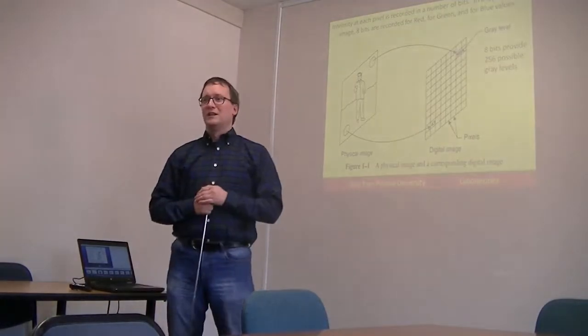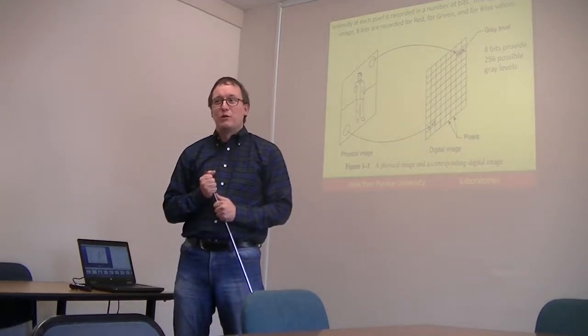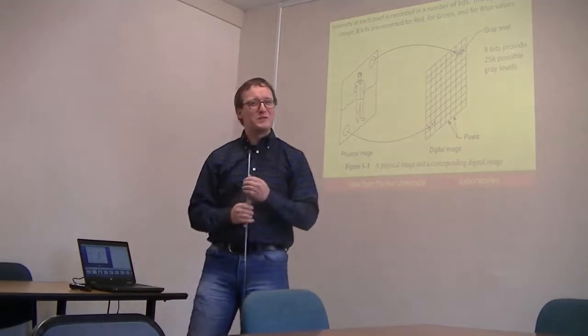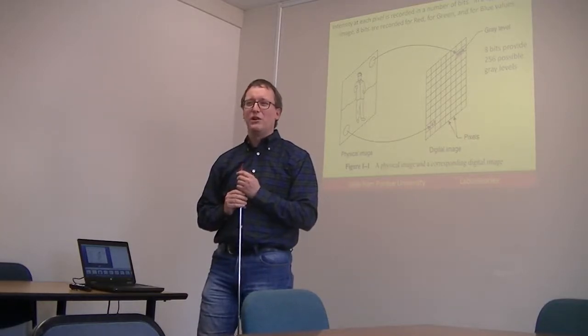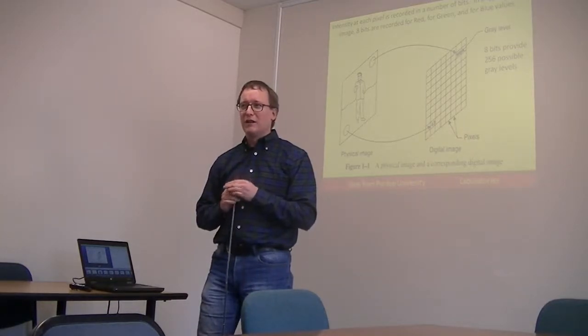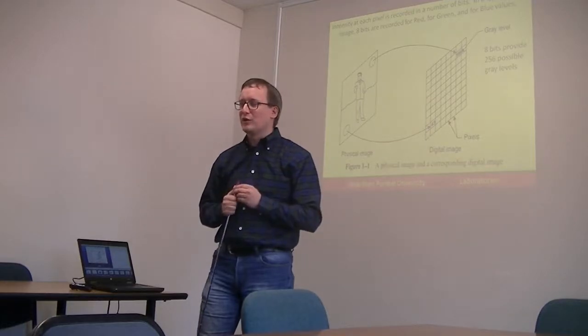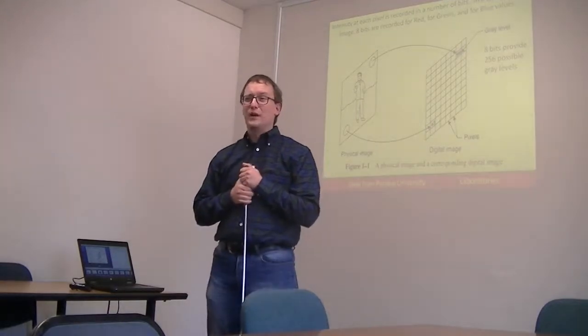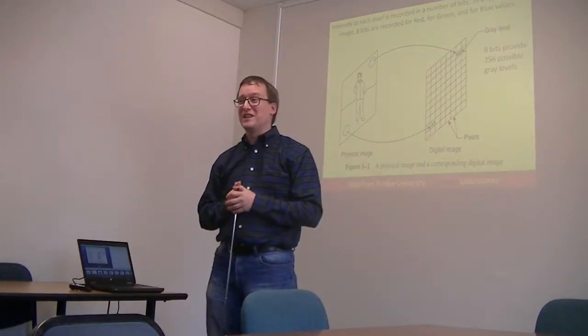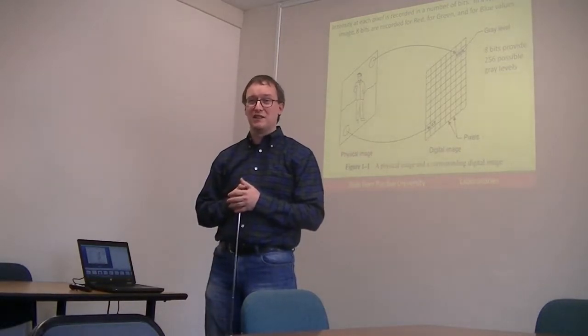Okay, but wait, there's more. We're not just representing numbers, we want those numbers to mean something. So I want you to think about what we call the RGB notation for storing information in bitmaps. Okay, so now we are going to have 24 bits for every pixel of the screen.